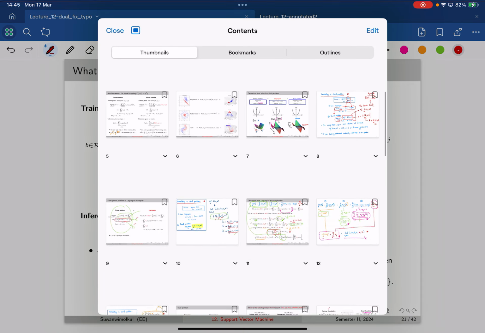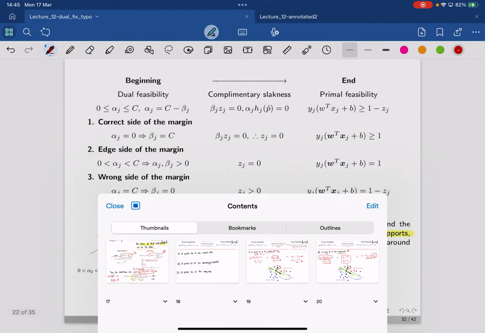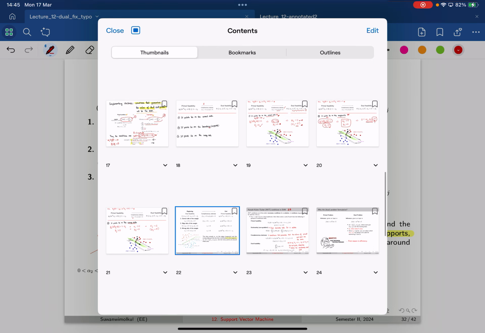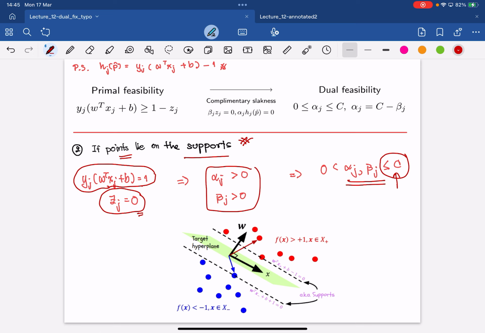Anyway, that's your C parameter. So actually for your alpha and beta, for the case where there are points on the support, the value for alpha and beta is going to be somewhere between 0 and C.